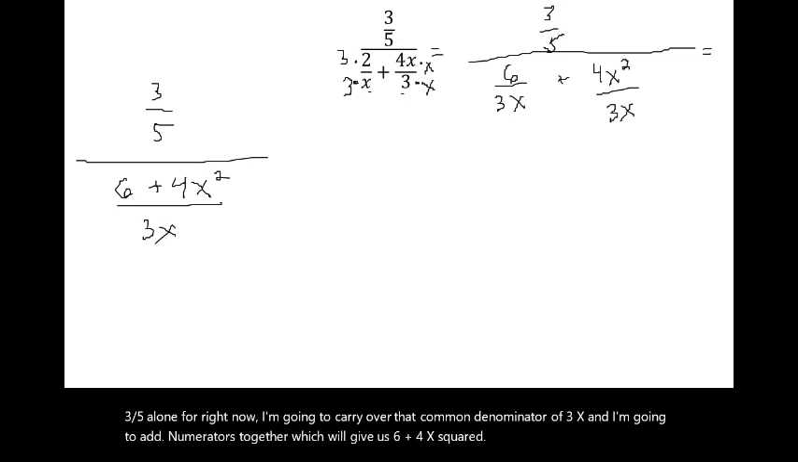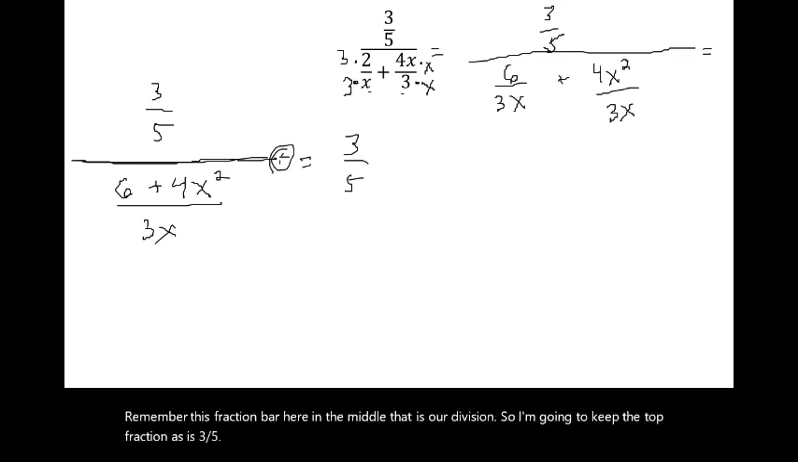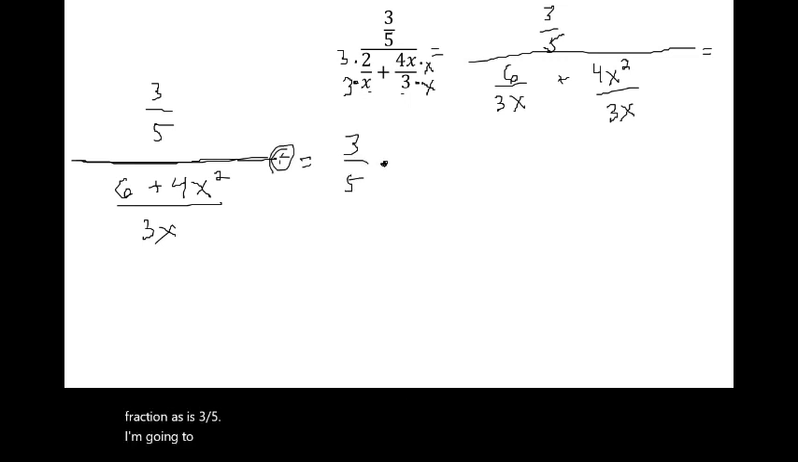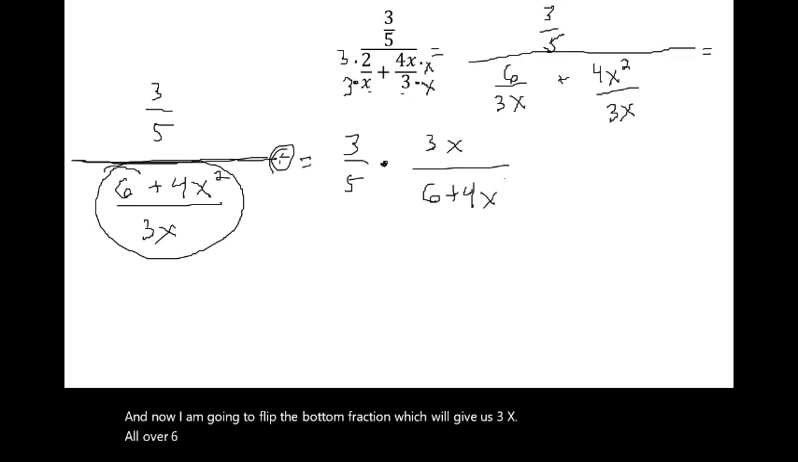Remember, this fraction bar here in the middle, that is our division. So I'm going to keep the top fraction as is, 3/5. I'm going to change that division in the middle to multiplication. And now I am going to flip the bottom fraction, which will give us 3x all over 6 plus 4x squared.